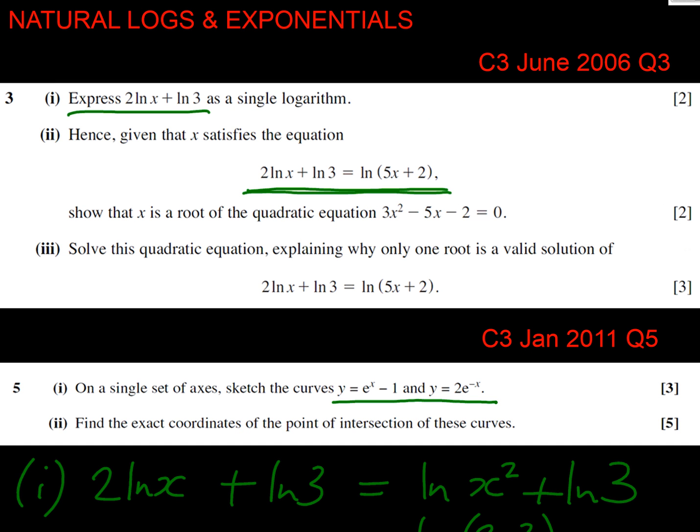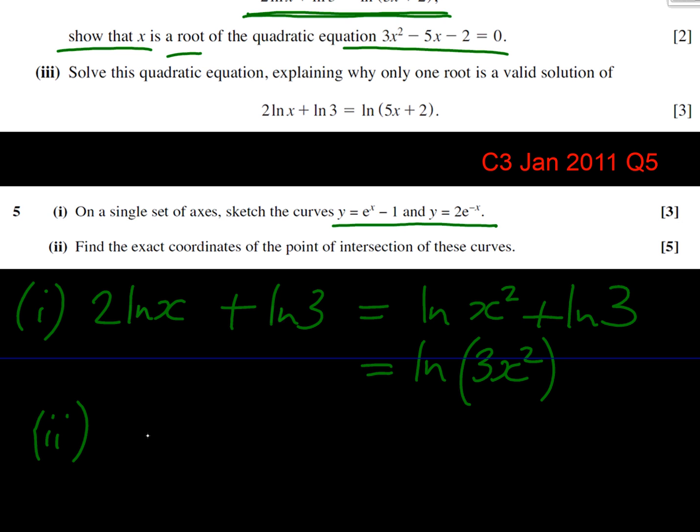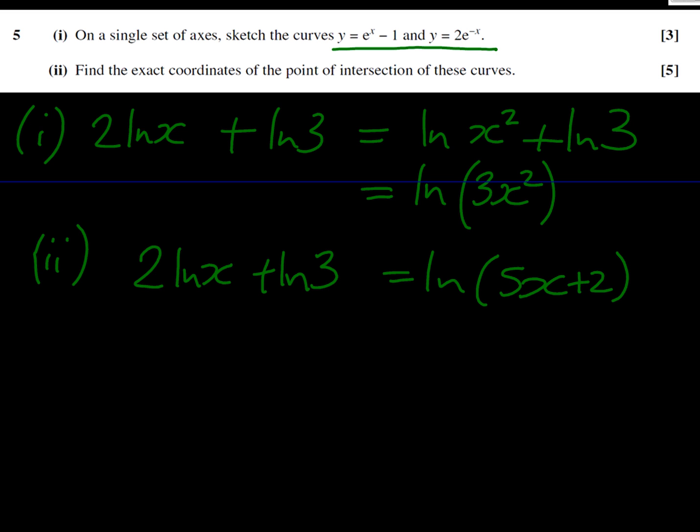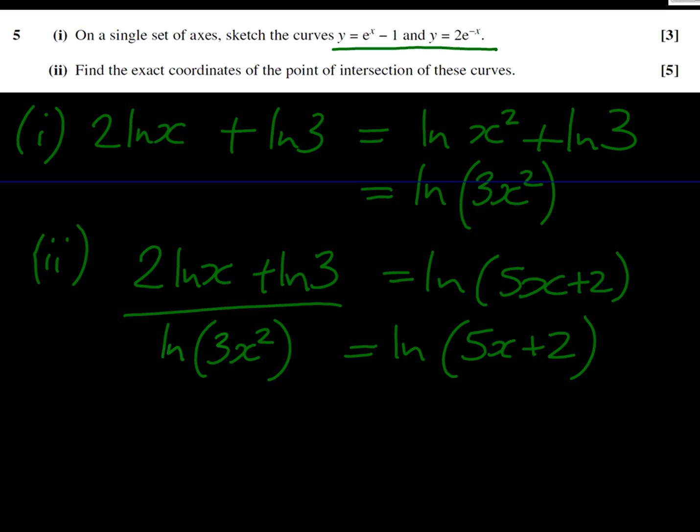Next is, given that x satisfies this equation, show that x is a root of this quadratic here. Okay, so let's just write the equation then. They've given us 2 log of x plus the log of 3 must equal the log of 5x plus 2. And we've just organised the left-hand side into a single log in the first part. This is a journey question again, as ever. So on the left-hand side, we have the log of 3x squared equals, on the right-hand side, the log of 5x plus 2. Now, if the log values are the same, then the values inside the log functions must be the same. Therefore, 3x squared must equal 5x plus 2.